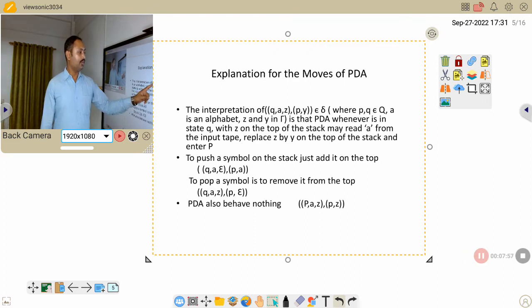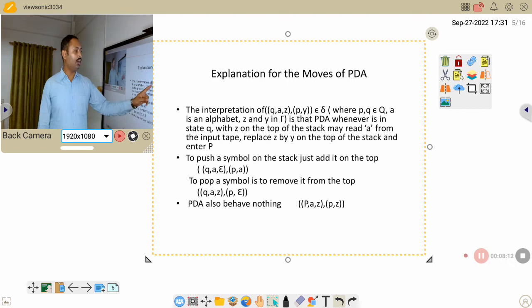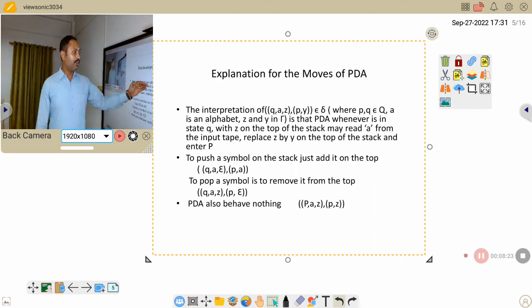So it is our present state. After accepting an input symbol A, it will go to another state, the new state, which is denoted by small p, and Y is the symbol which will replace the top of the stack. So the top of the stack is Z, Z will be replaced by Y. This is the meaning of this transition. After execution of this transition, the top of the stack will be replaced by the symbol Y.